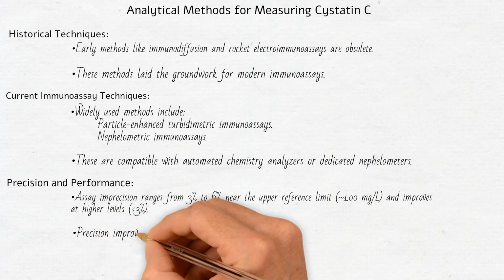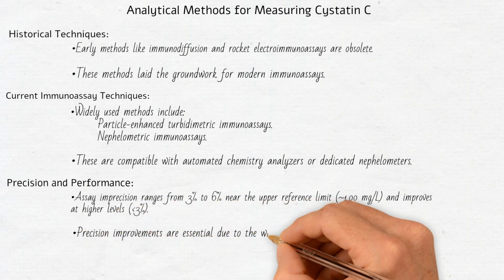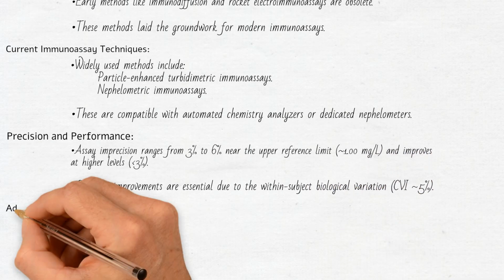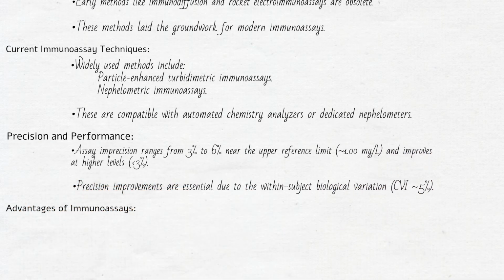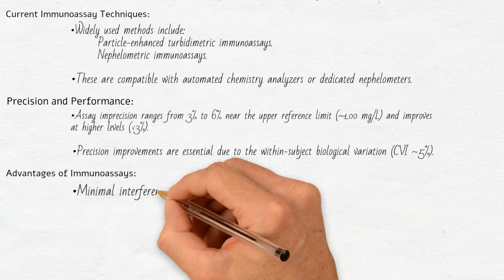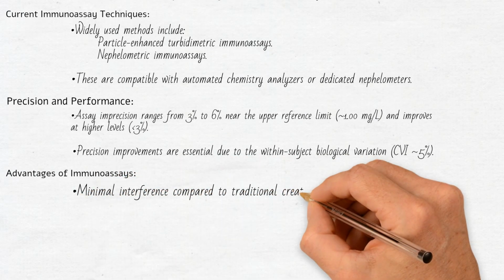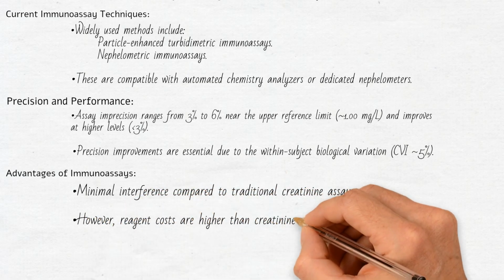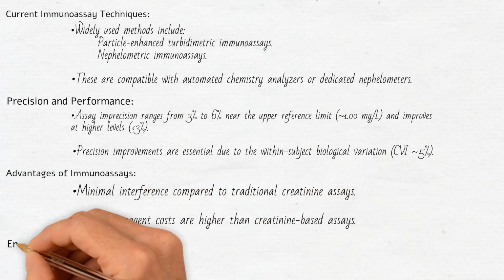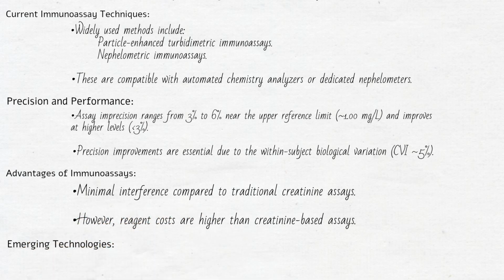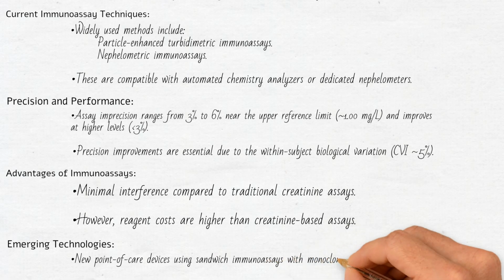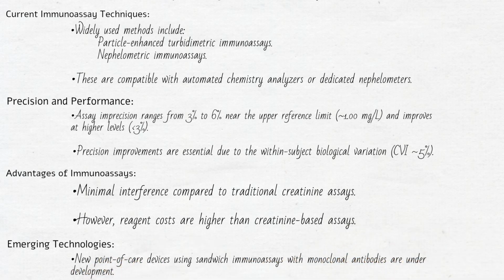Precision improvements are essential due to the within-subject biological variation, CVI 5%. Advantages of immunoassays. Minimal interference compared to traditional creatinine assays. However, reagent costs are higher than creatinine-based assays. Emerging technologies. New point-of-care devices using sandwich immunoassays with monoclonal antibodies are under development.